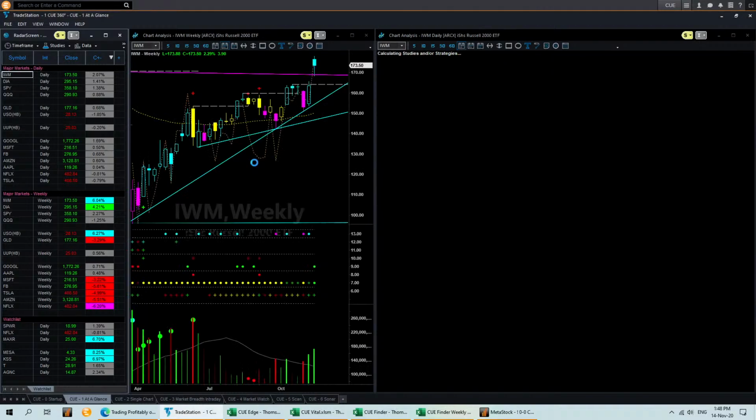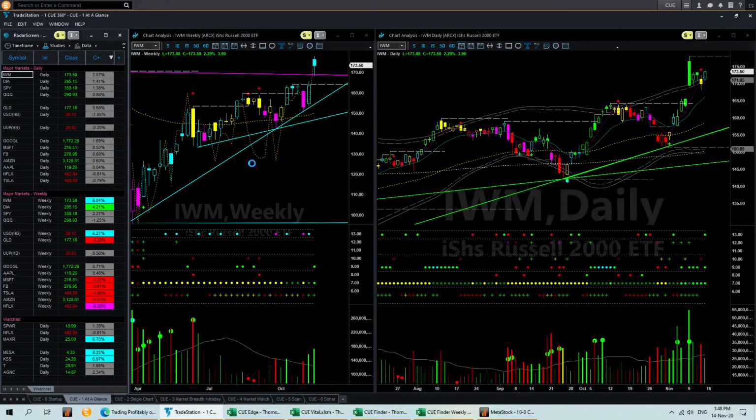If I look at Russell 2000 ETF, IWM, again, the hollow body is there, but not as big as I would expect. The weekly shape, not that bullish. Daily volume on Friday, not reflecting the bullishness, even lower than Thursday's volume.